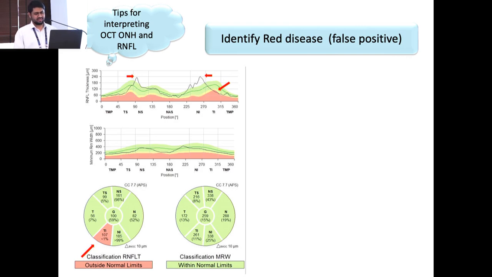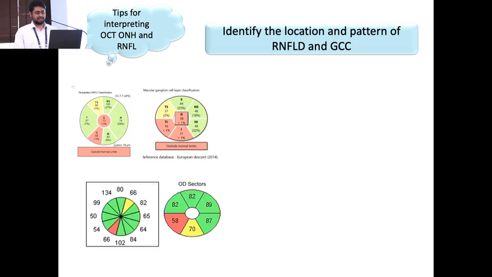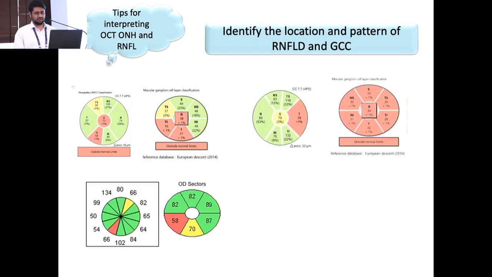So always identify red disease, and always try to identify the location and pattern of RNFLD. It should always correlate with the RNFLD. Ganglion cell and RNFLD defect should be correlated. But a temporal thinning with a diffuse ganglion cell thinning is not glaucomatous, it is something different, and that will be discussed in the other instruction courses and in the other presentations.